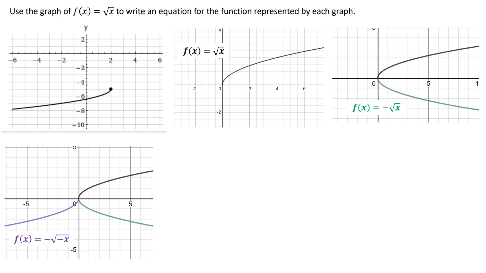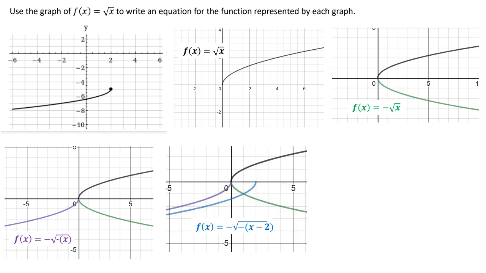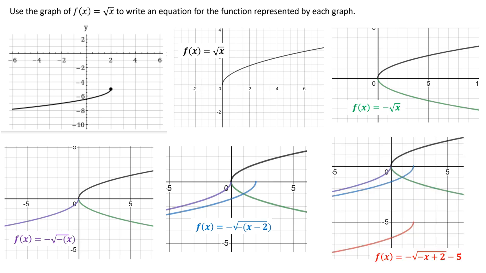Okay, so I needed to move to the right. So we're going to end up with x minus 2. That's going to cause it to move to the right. But notice that I went ahead and put my parentheses here. And then we're going to move it down. Okay, so if we move it down, then it's going to be minus 5.